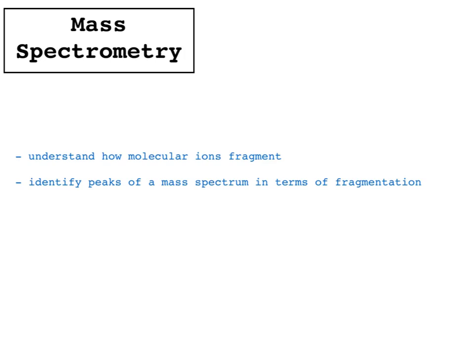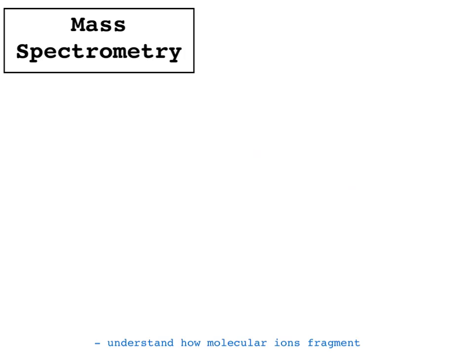When electrons are fired at molecules, they will fragment, the bonds will break, and they'll fragment into different pieces. So we have to understand, firstly, how molecular ions fragment, and then secondly, be able to identify the peaks of a mass spectrum in terms of fragmentation, so be able to work out basically what a molecule would fragment into. So I want you to consider the following molecule that I'm going to draw.